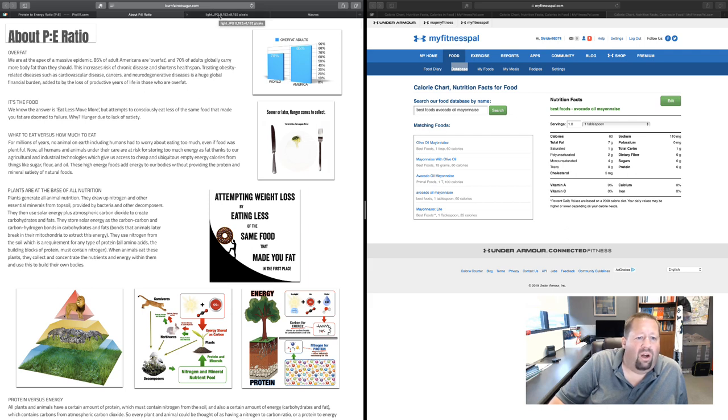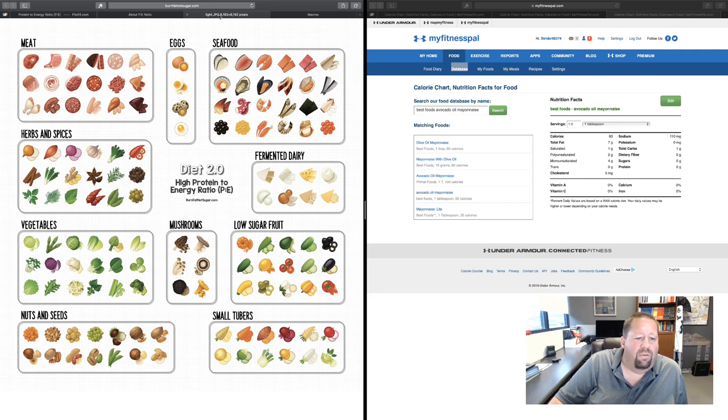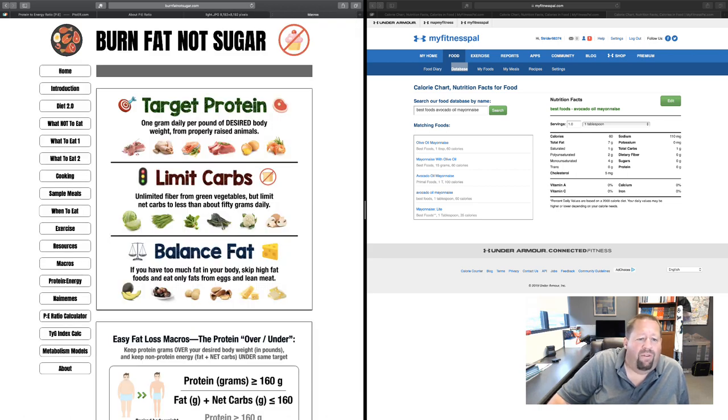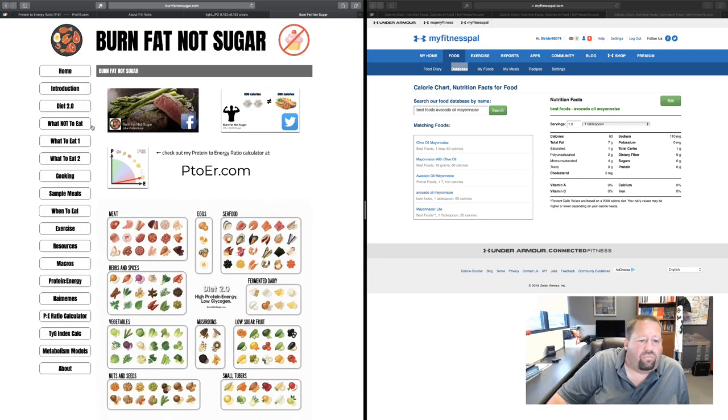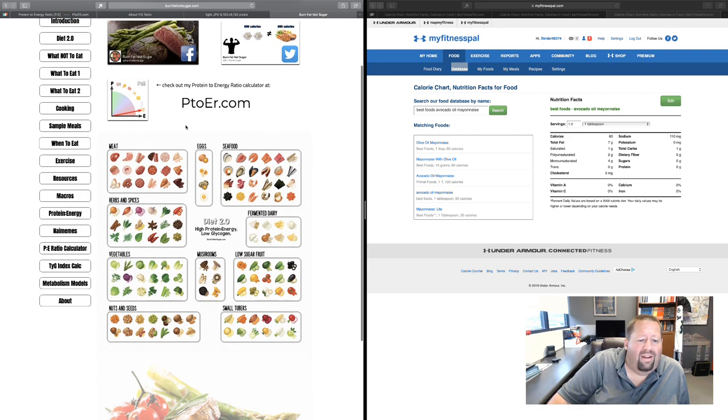If you click on some of the stuff to eat, this is on the Diet 2.0 from the Burn Fat Not Sugar domain, which is Ted's domain as well. So he's got some examples of what you should be eating. And then if you go to Burn Fat Not Sugar, this is the home for that.